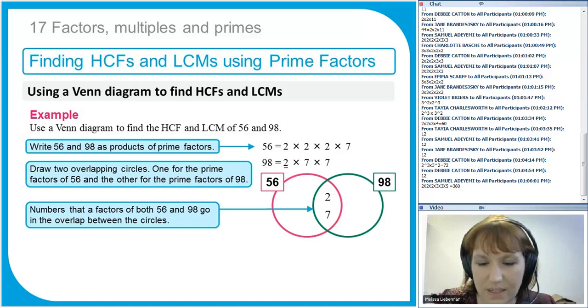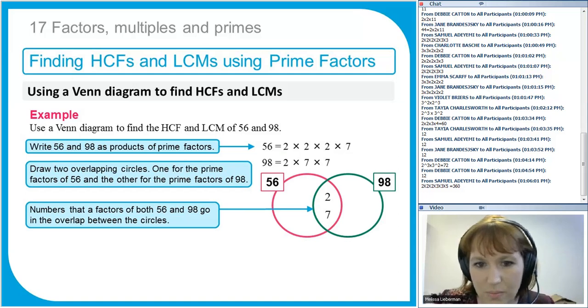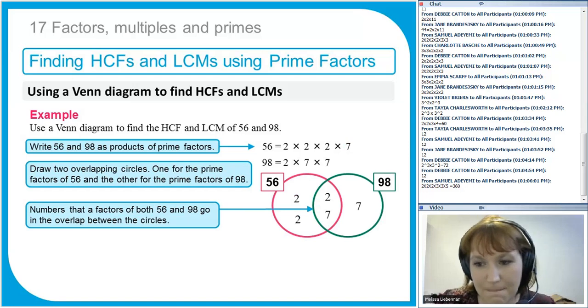And then we just fill in the rest of the numbers. So 56, we've got 2, we've got 7. So we're just going to have 2 more 2s to fill in that circle to have all 4 of those prime factors all together. And then 98, got 2 and 7, we just need another 7. So we just put another 7 in there. So what is the highest common factor? Type in the chat box, please.